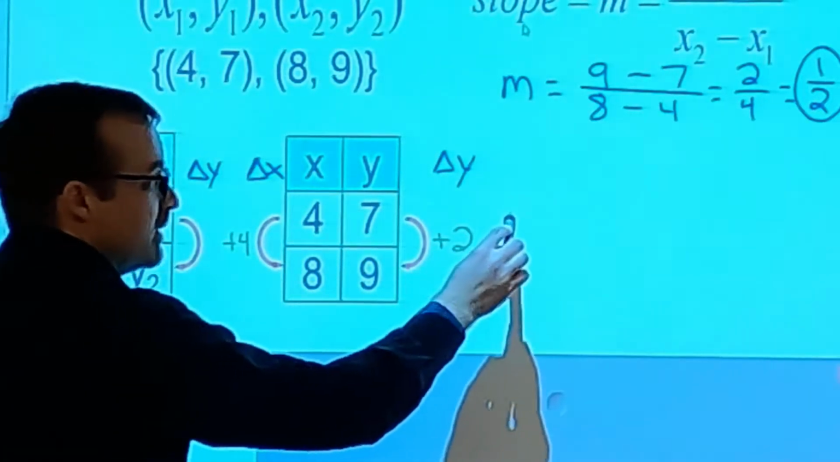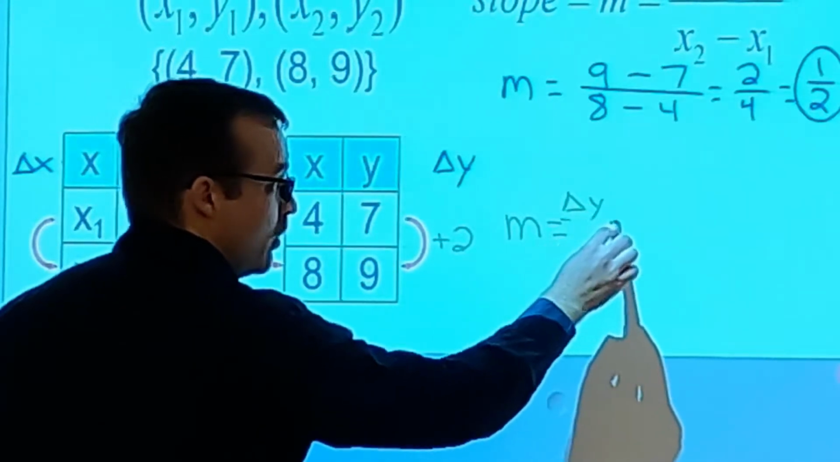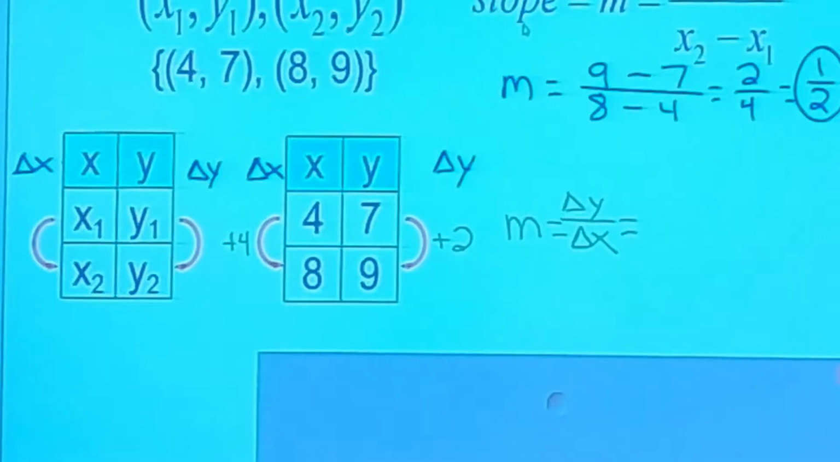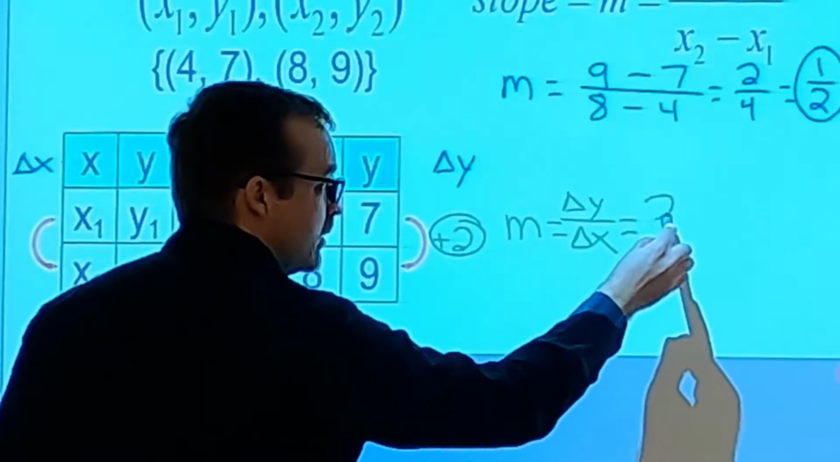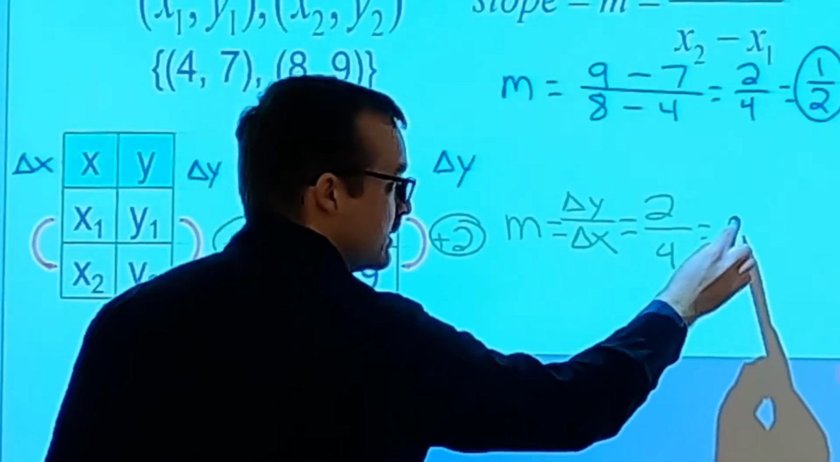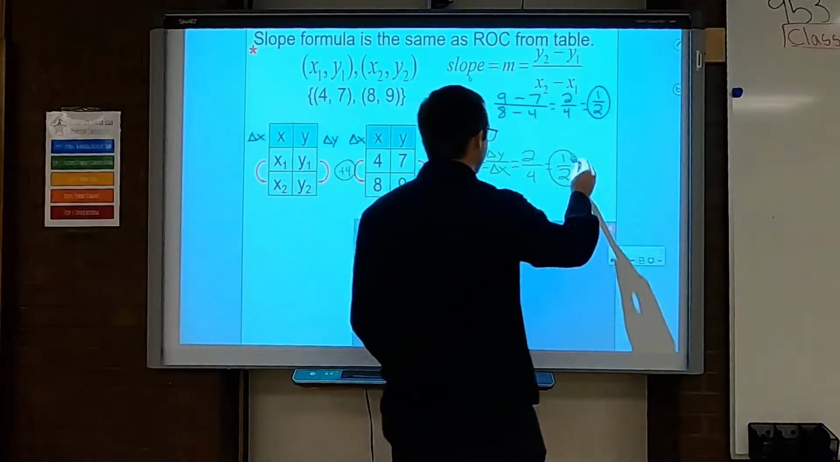And again, we talked about this a little bit. The slope is really just the change in y over the change in x, right? Your rise over your run. And so my change in y here is 2 over your change in x, which is 4. And 2 over 4 is 1/2. And you'll notice that we got the same answer as we did before.